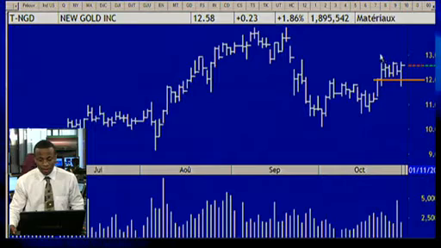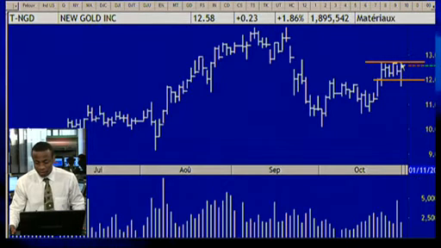So what is a support? It's almost like a floor. Every time the stock tests that support here, it bounces back. The resistance is a ceiling. So you see every time the stock tested its ceiling, the stock didn't break through it, so it went back to the floor. So this is a resistance and this is a support.